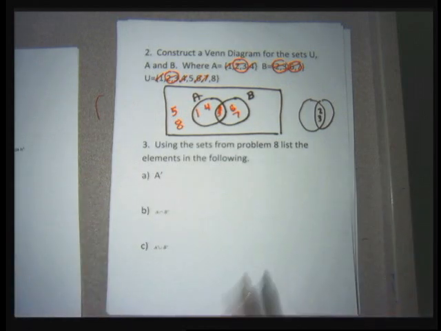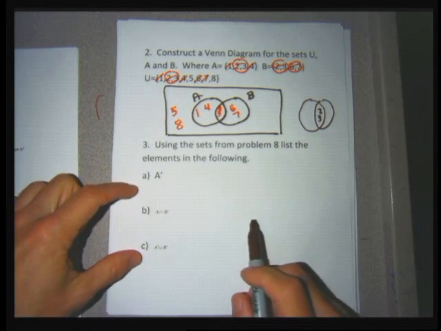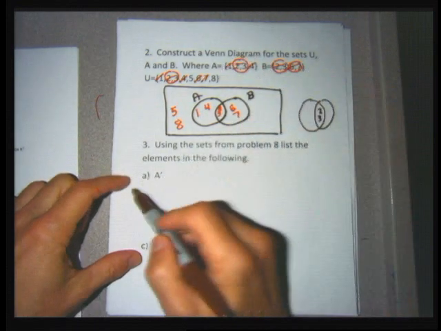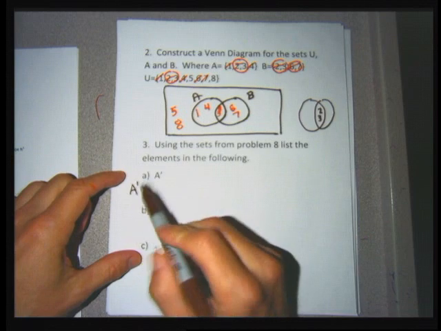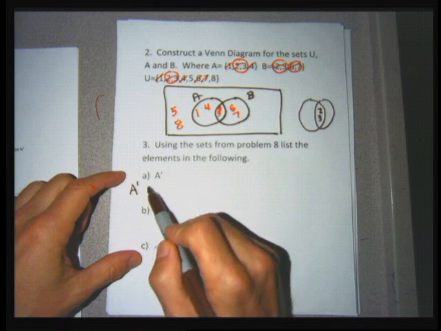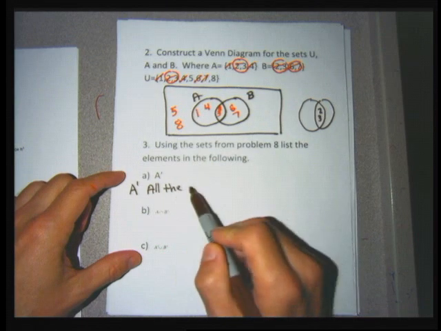describes those sets. Now I'm going to answer question 3, but I'm probably not going to use the Venn diagram, although I could use the Venn diagram. A prime or A complement, this is going to be all the elements in U that aren't in A.